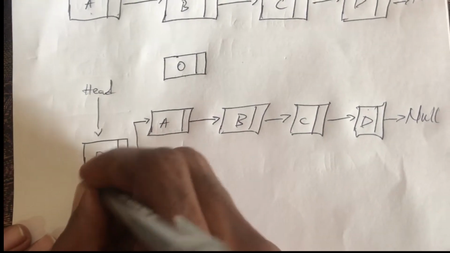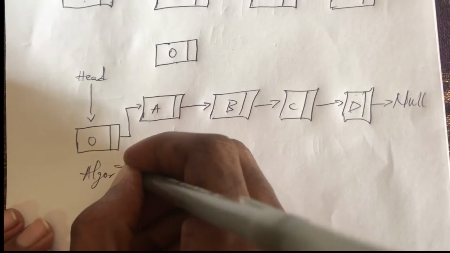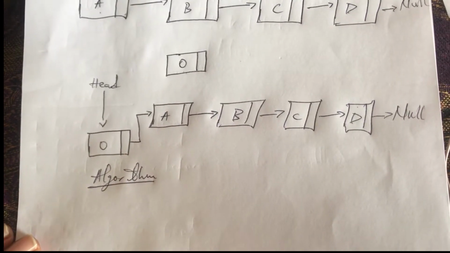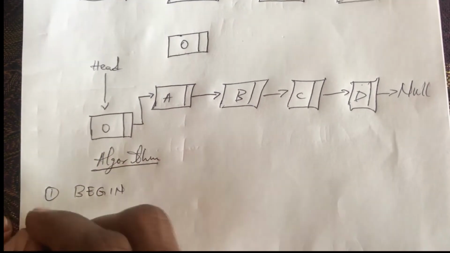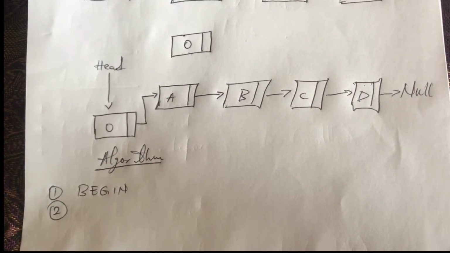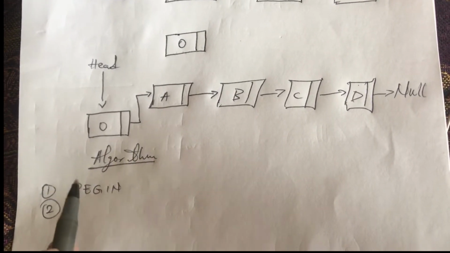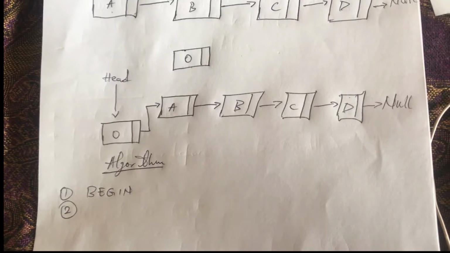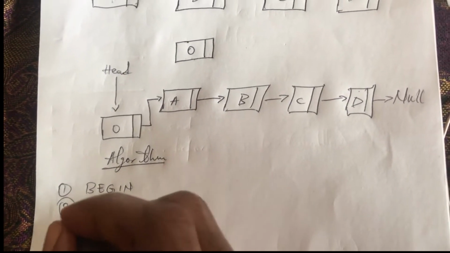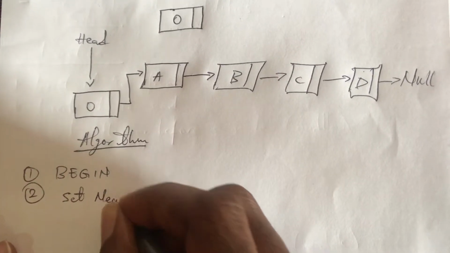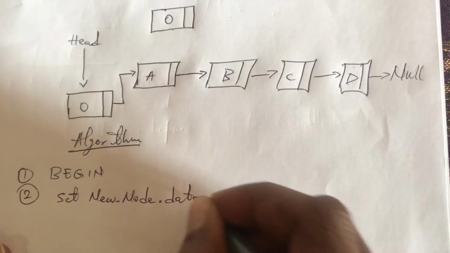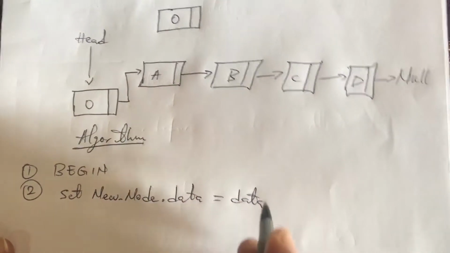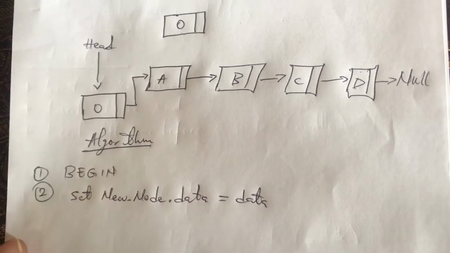So to write the algorithm, the first thing you need to do, as usual, is begin. You've been writing algorithms, there's no first time. Good. The first thing you need to do is initialize the node, the O you're trying to insert into the linked list. So first, set new node dot data equals data. You're assigning data into new node dot data.